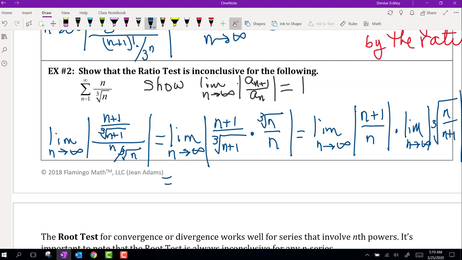So this is going to equal the first limit. This is going to equal 1. So I have 1 times, same with the second limit, 1, which is 1. So the ratio test, therefore, is inconclusive.